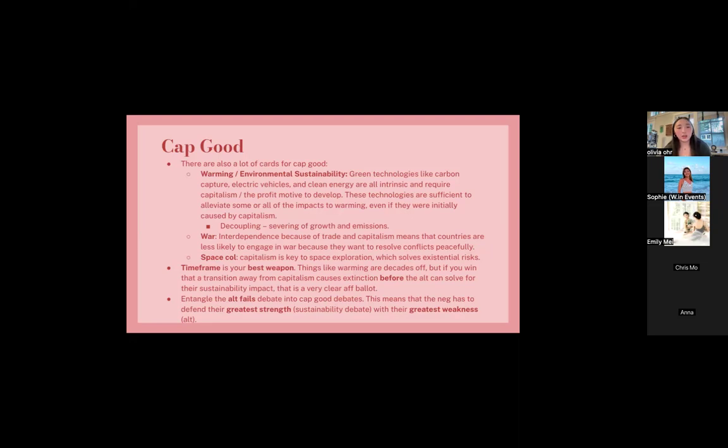And then I think you should also entangle the alt fails debates into cap good debates. So this makes the neg defend their greatest strength, which is probably the sustainability / link debate, with their greatest weakness, the alternative. So hedge good becomes a reason why cap is good, or transition wars becomes a reason why cap is good, or why there's no uniqueness for being able to solve for the unsustainability debate.